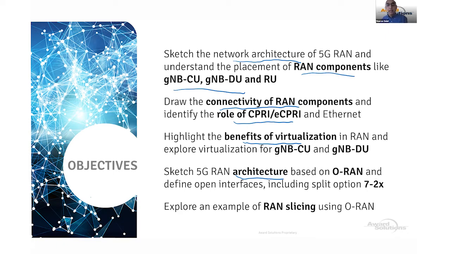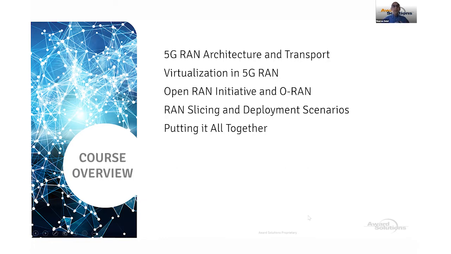Finally, we will conclude our discussion with one example of how RAN slicing can be deployed in 5G RAN using the concepts of O-RAN. So we have divided this course into the topics of starting with the 5G RAN architecture and the transport connectivity, how the 5G RAN would be virtualized, the component of the CU and DU, the Open RAN initiative and the architecture defined by O-RAN Alliance, example of RAN slicing, and example of some of the deployment scenarios, and we will conclude.